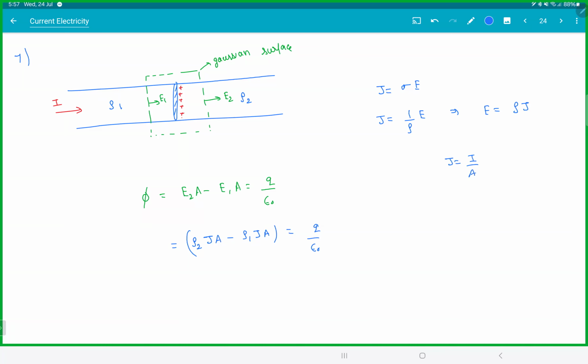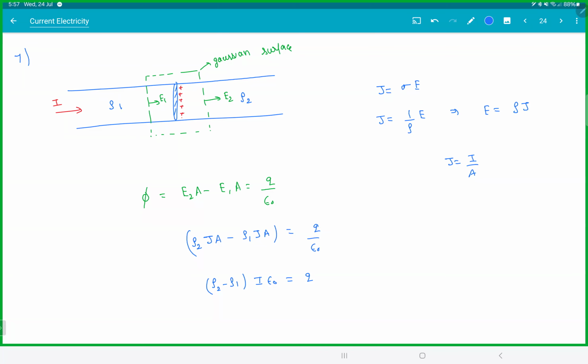It's the same area of cross section. So this becomes rho 2 minus rho 1. J into A is I, epsilon is equal to Q. So if rho 2 is greater than rho 1, you get a positive charge. If rho 2 is less than rho 1, you get a negative charge. The science will take care of it.